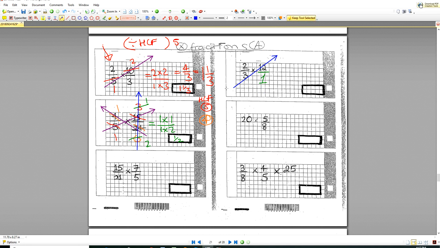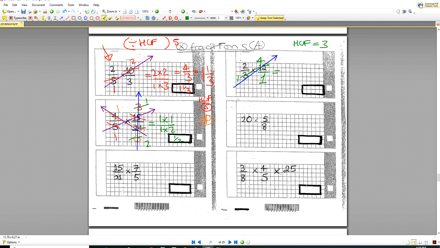Right, so this diagonal is the chosen diagonal. We like this diagonal. 3 and 12. Oops, I'm on the wrong tool. Right, so 3 and 12 have a highest common factor of 3. 3 is the biggest number that will divide into them. So divide that by 3, divide that by 3.